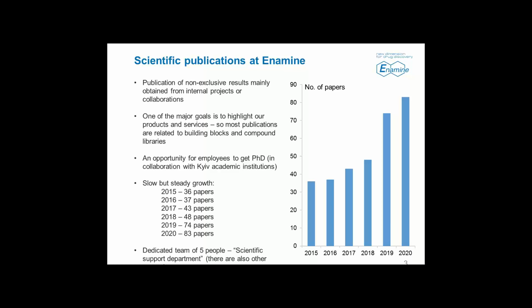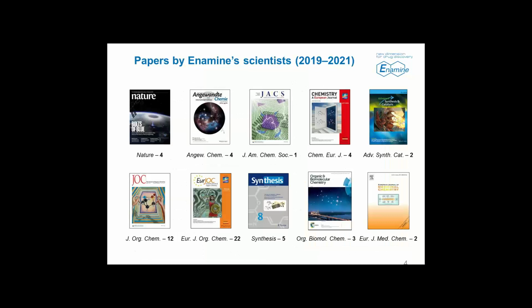So, what about journals where we are typically publishing? Of course, most of our papers are published in organic chemistry journals.